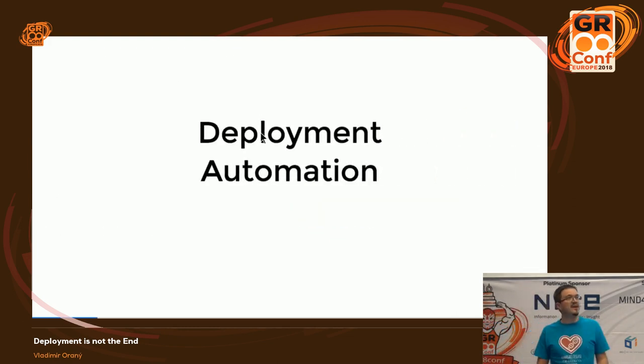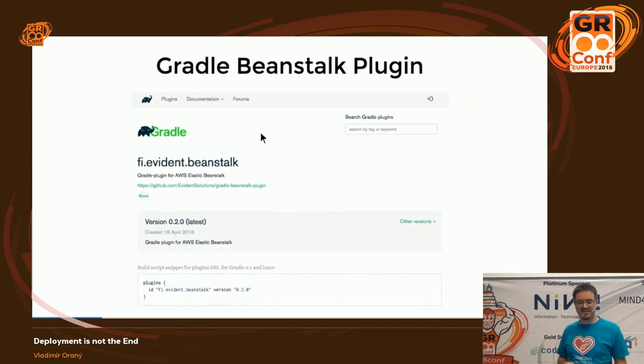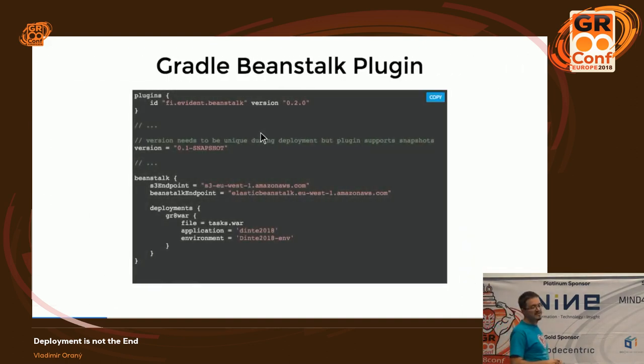So how to do it automatically? There is this nice thing called the Gradle Beanstalk plugin. You can just use this plugin to deploy automatically to Beanstalk. And it's really easy to set up. So you just use the Beanstalk plugin. This is the Gradle notation, the latest one, to declare the dependency on the plugin.